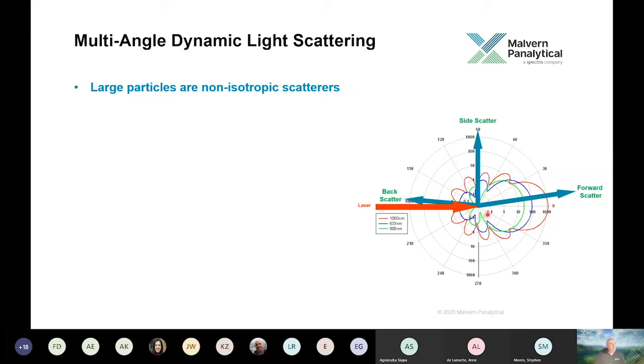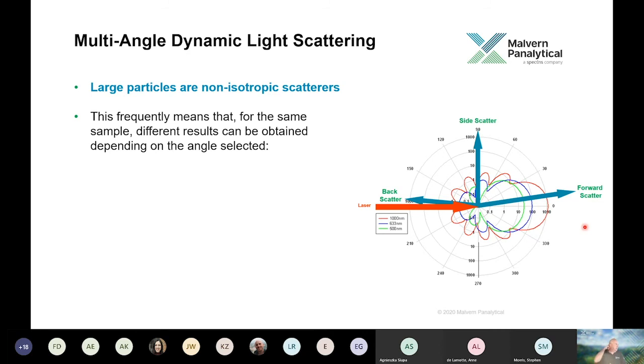I should point out, by the way, that this is a logarithmic scale. So as we go through the angles, it becomes very much dominated in the forward angle. I've put in here backscatter, side scatter, forward scatter. These are the 3 detection angles we've got in the Ultra.